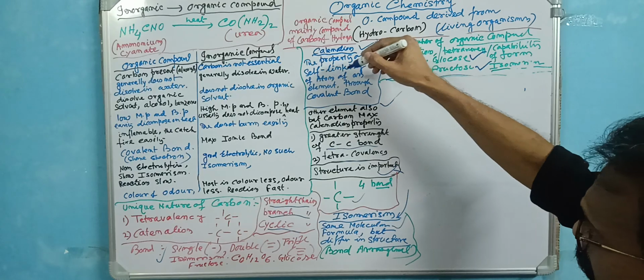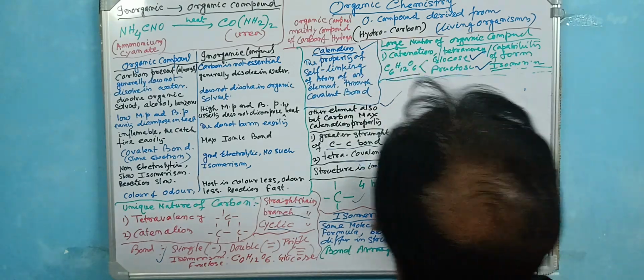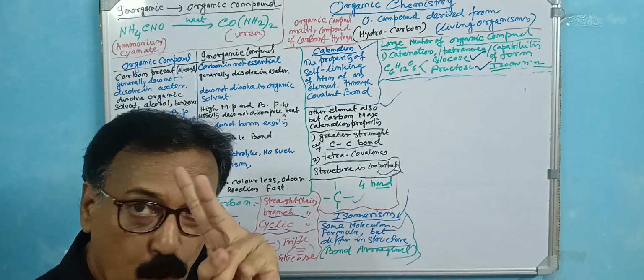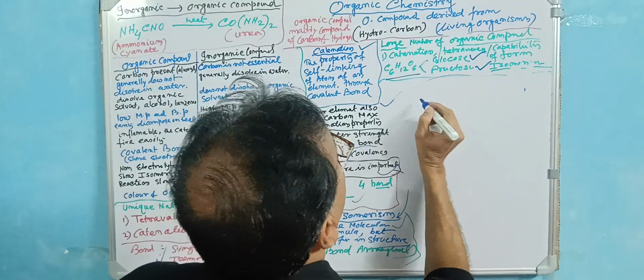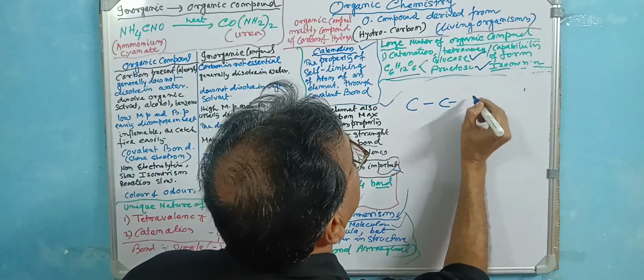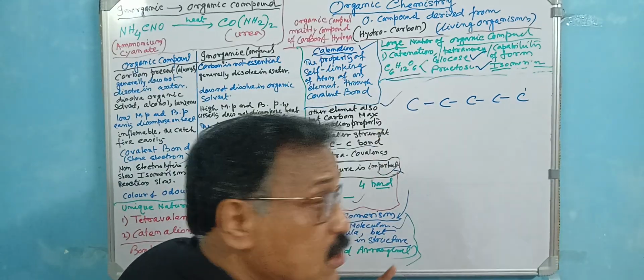And catenation is clear to you. Bonding is this. Now, two main things: one is the straight chain, one is the branch chain. Now, suppose this is the catenation property. Each and everywhere, you just practice at home.